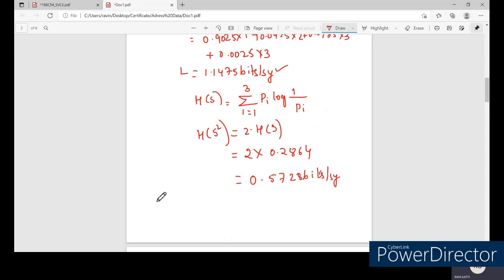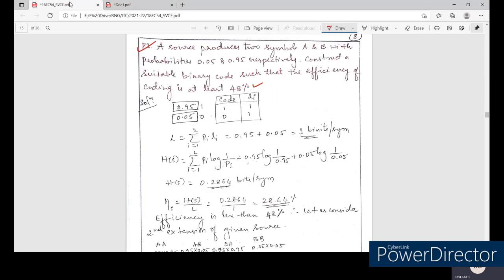Now the efficiency is nothing but H of S divided by L. If you substitute that, 0.5728 divided by L, and L is 1.175, you'll get 49.92 percent. In the problem they have asked to find out 48, so you will get 49.